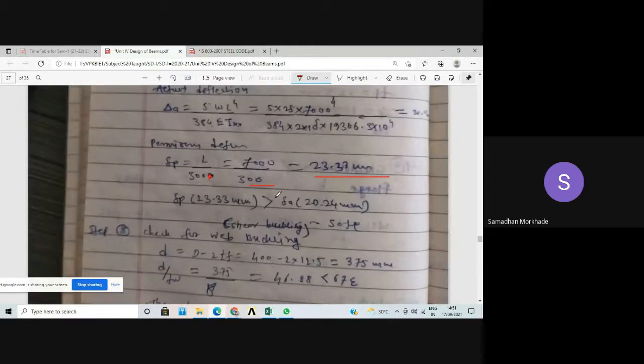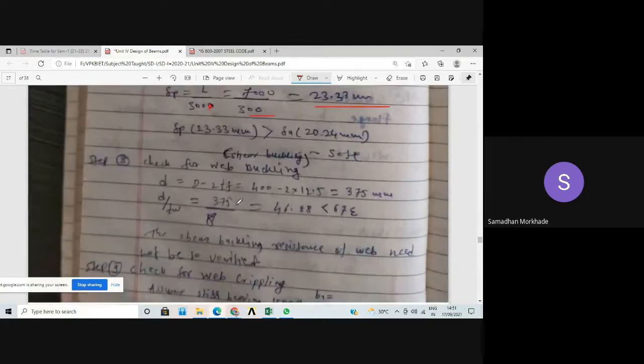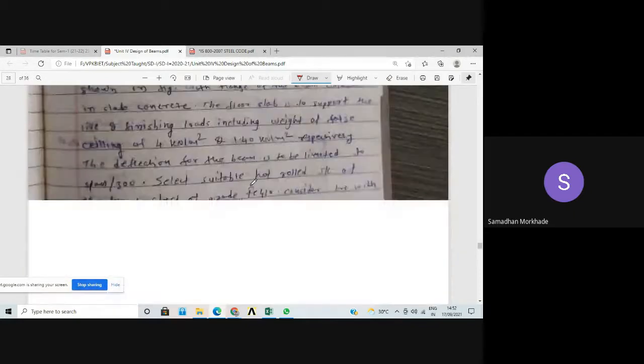So check for deflection, check for bending moment, and check for shear. So this is the check for web buckling. So D by TW ratio is less than 67 epsilon. So no, it is safe in buckling. Okay, web buckling, this is different. This criterion is different, and that 84 epsilon is different. Okay, so don't get them mixed up. This is for web buckling, and that criterion of 84 was for the section classification of the web. Okay, then this crippling check is there. Okay, you go through that.